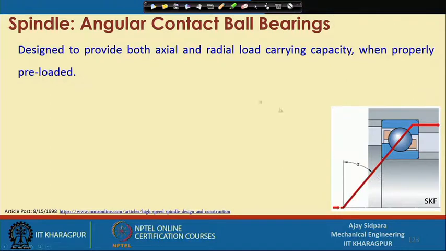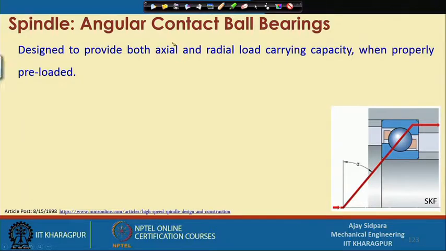Right. So, this is the angular contact ball bearing. Here it is designed to provide both axial and radial load carrying capacity when properly preloaded. So, this is the preloading. I will talk about these things in one or two slides later. So, where do you need both the things?